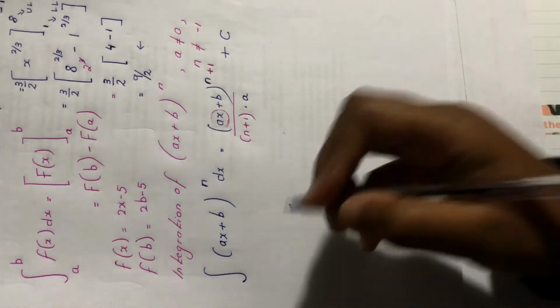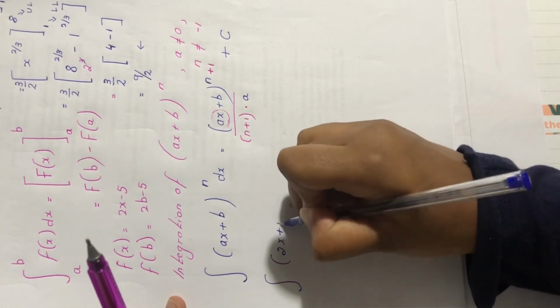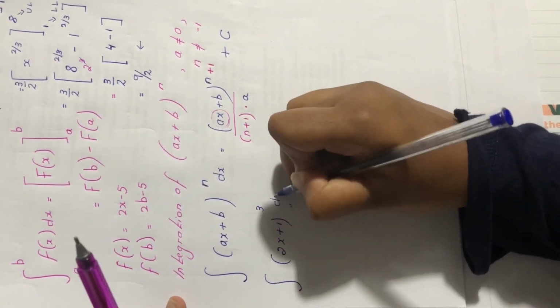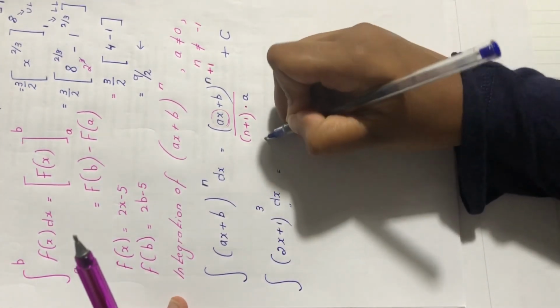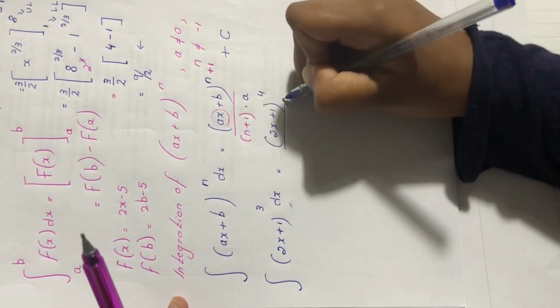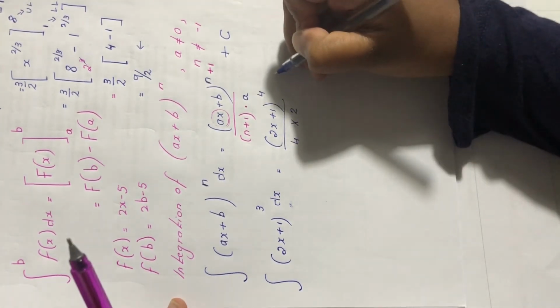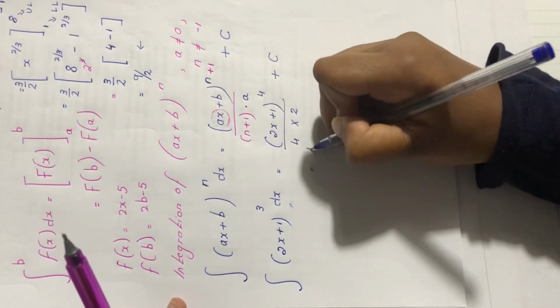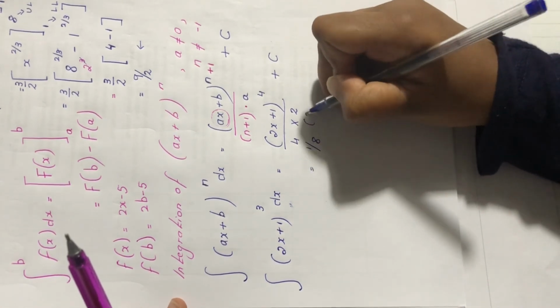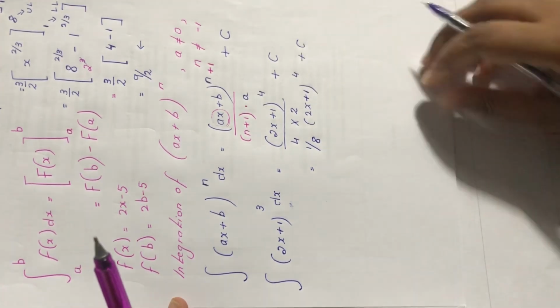Okay, example. Integrate this function: 2x plus 1 to the power 3, dx. So we have 2x plus 1 to the power 4 divided by 4, multiplied by the derivative of the inside, which is 2, plus c. So simplified, 1/8 times 2x plus 1 to the power 4 plus c.